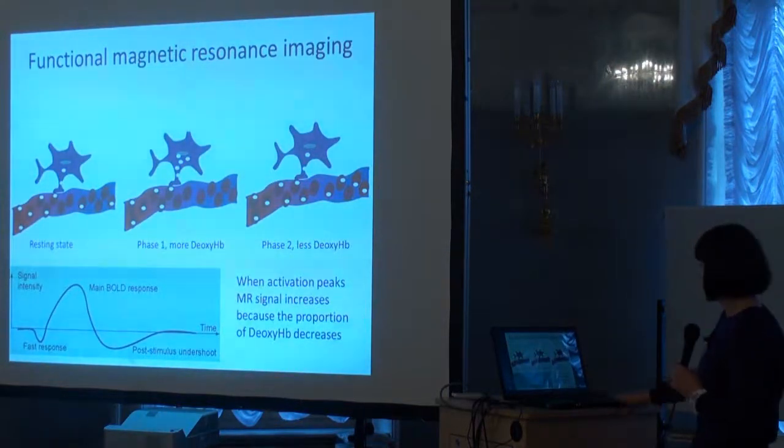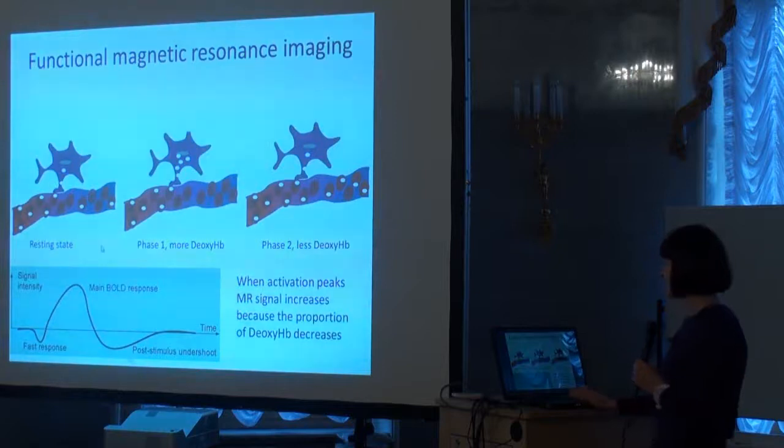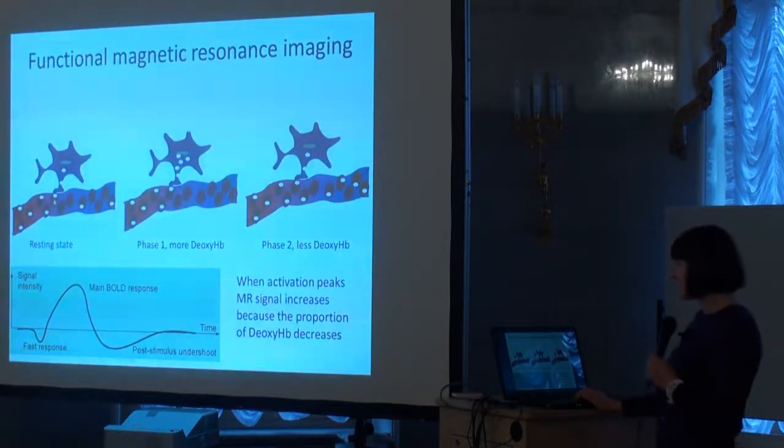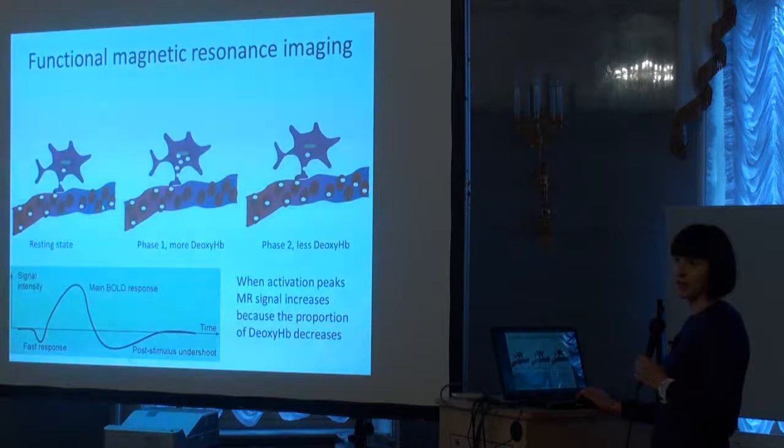And this is what happens at the level of blood vessels. This is a resting state. So this is blood. White dots are oxygen supplied to a neuron. A neuron consumes oxygen, but there is some oxygen left in any case. Not as much as comes to the neuron, but still.